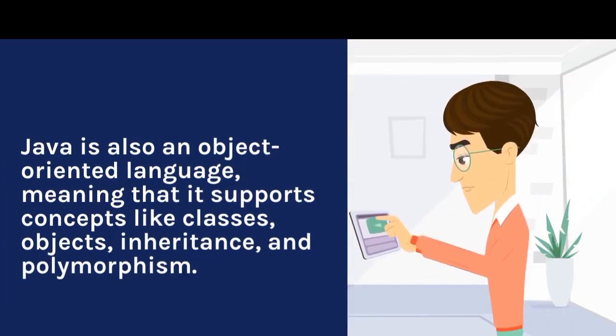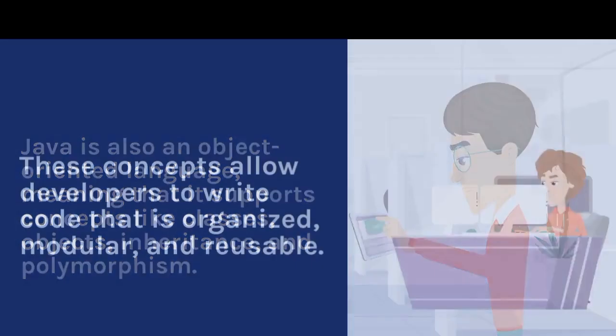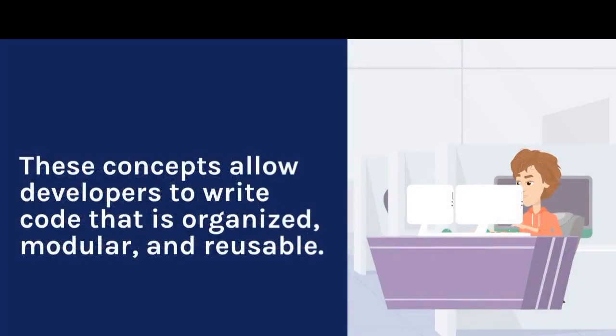Java is also an object-oriented language, meaning that it supports concepts like classes, objects, inheritance, and polymorphism. These concepts allow developers to write code that is organized, modular, and reusable.